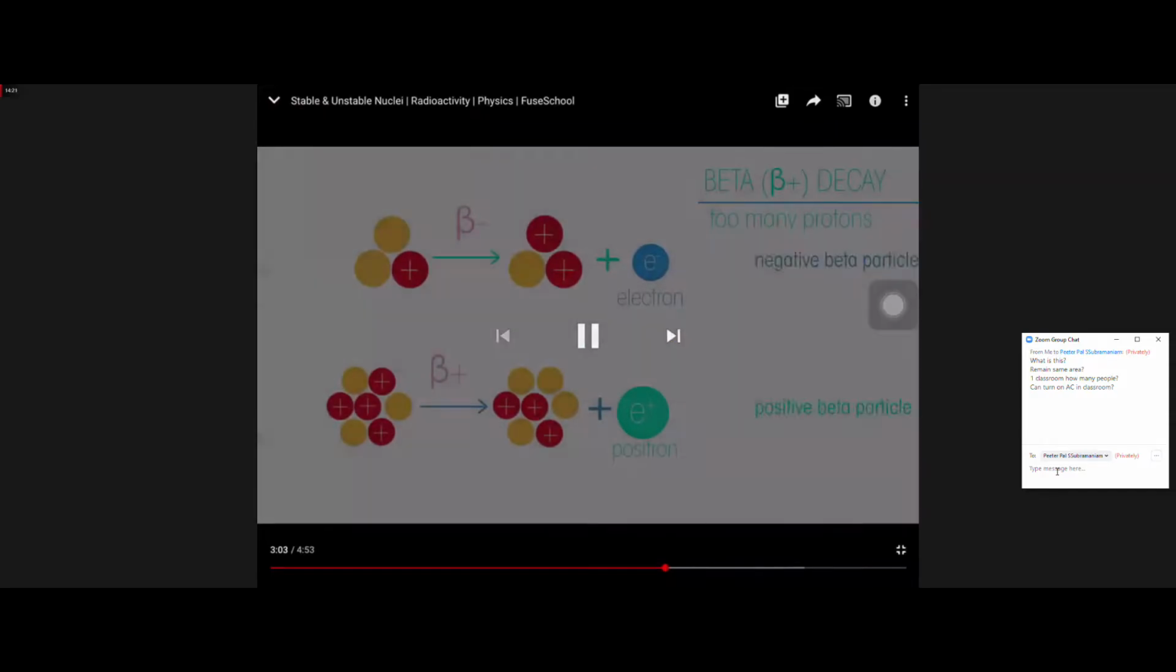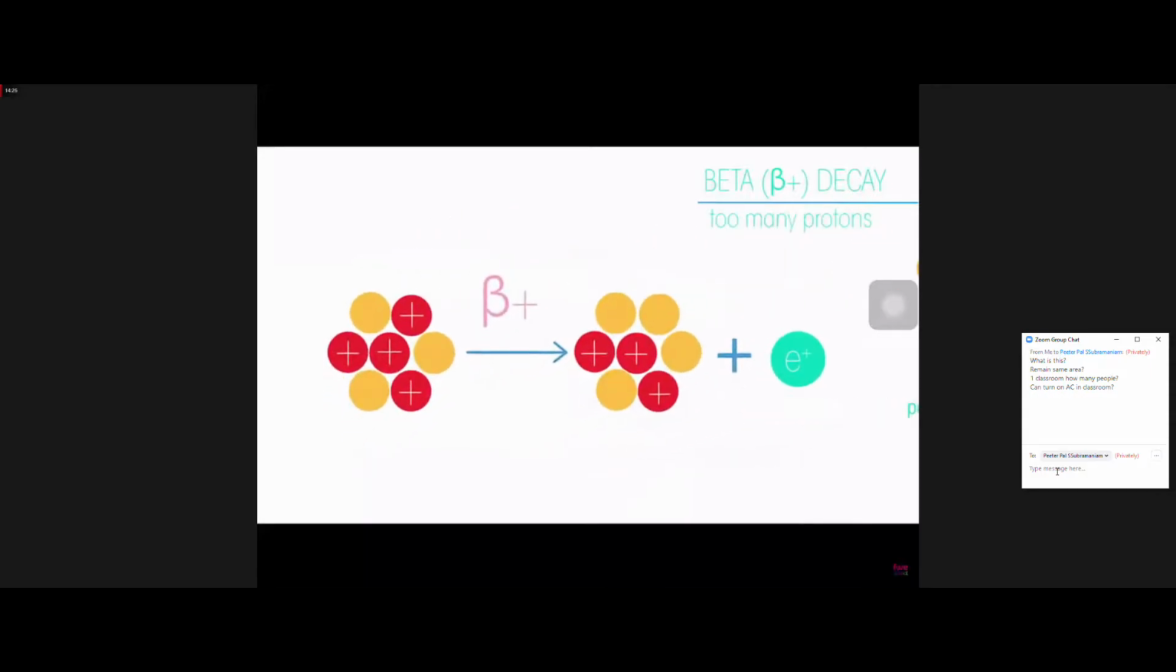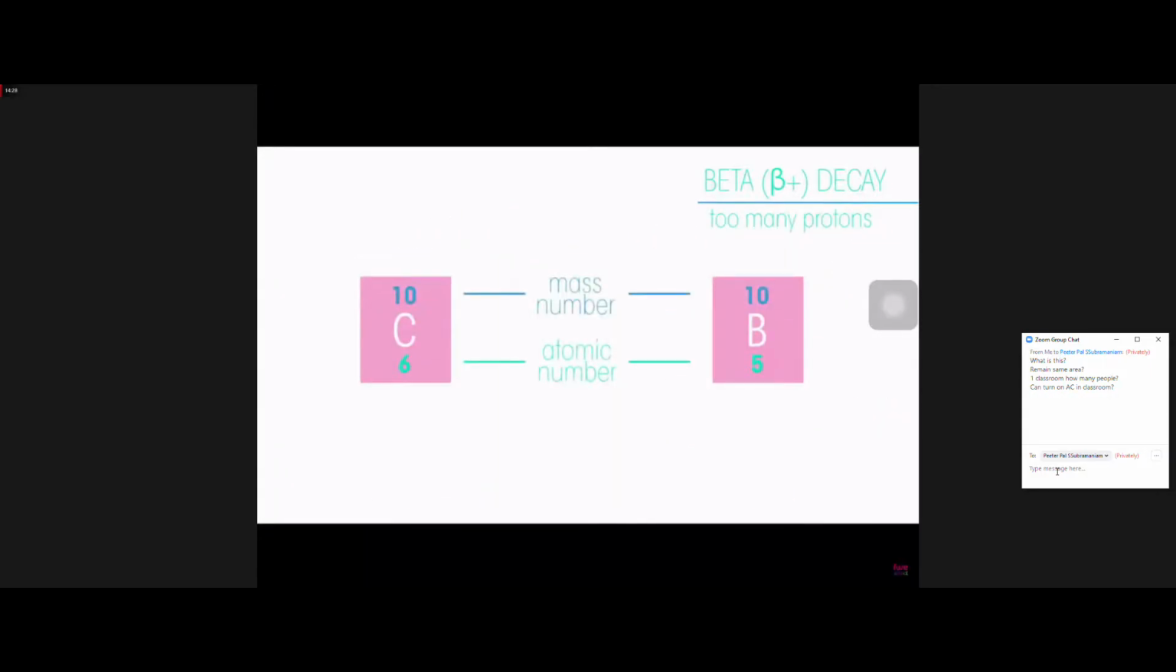Positrons have the same mass as electrons, but the opposite charge. By losing a proton but gaining a neutron, the mass number stays the same. But the loss of a proton means the atomic number decreases by 1.